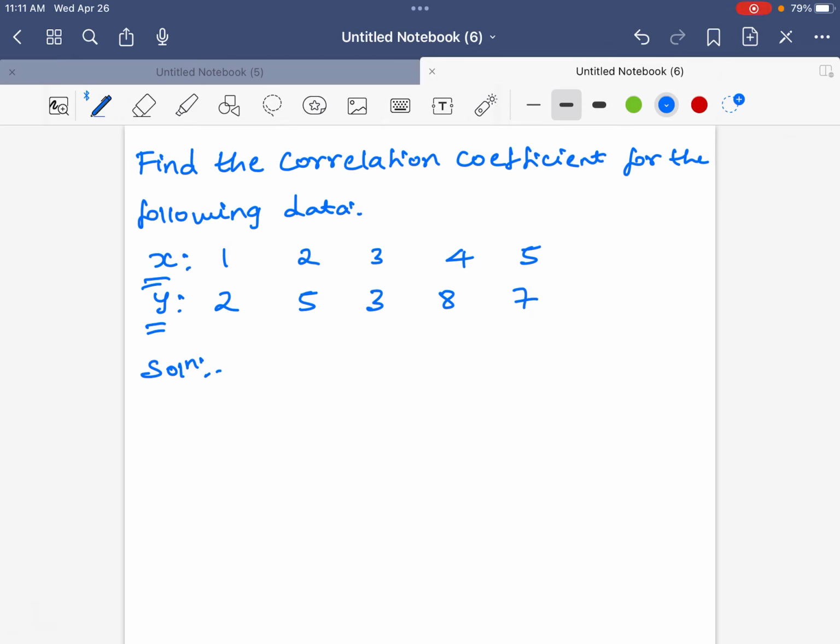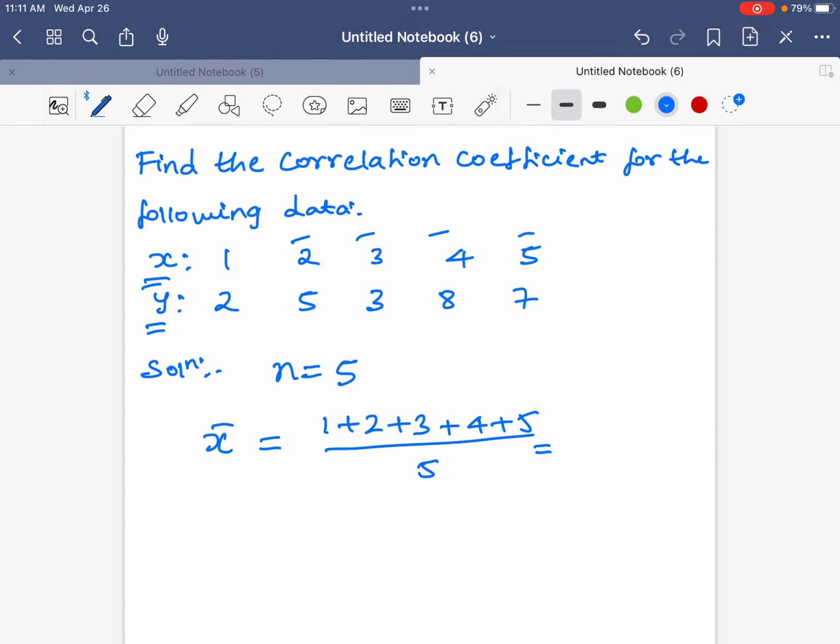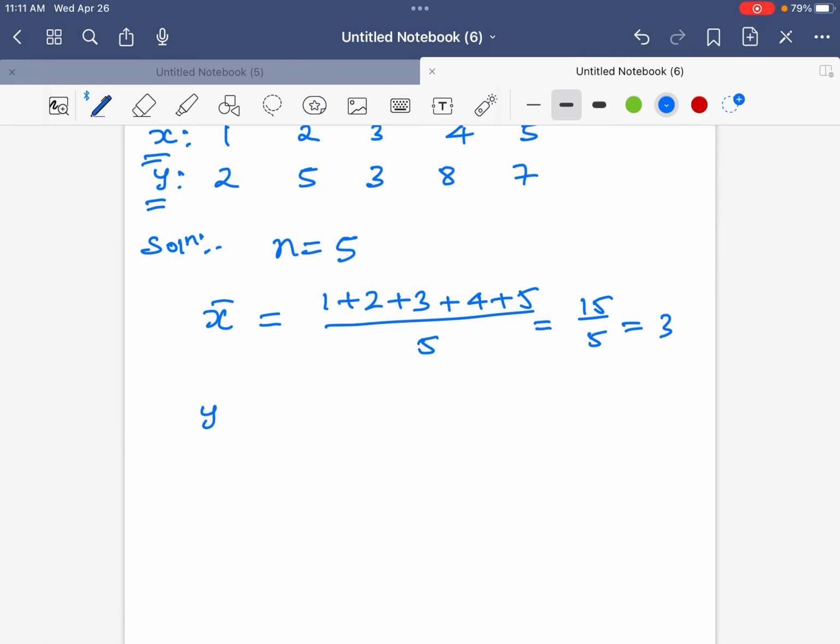For this data, firstly we have to find out the number of data points given in the question. We have 5 x values here, therefore n is equal to 5, and then the mean of the x series, which we represent as x bar, can be obtained by adding all the values of x and dividing by the number of data points n, which is 5 here, which on simplification gives you 15 divided by 5, which is nothing but 3.